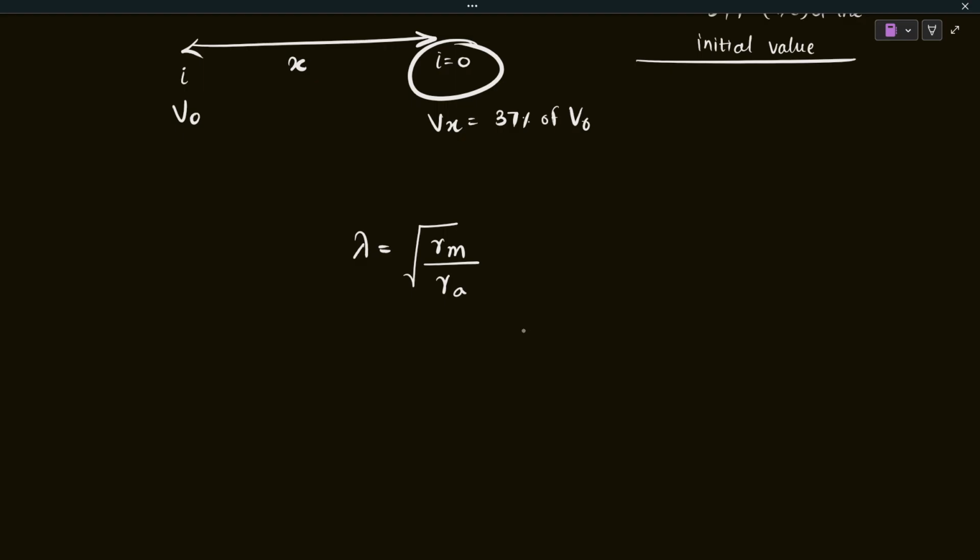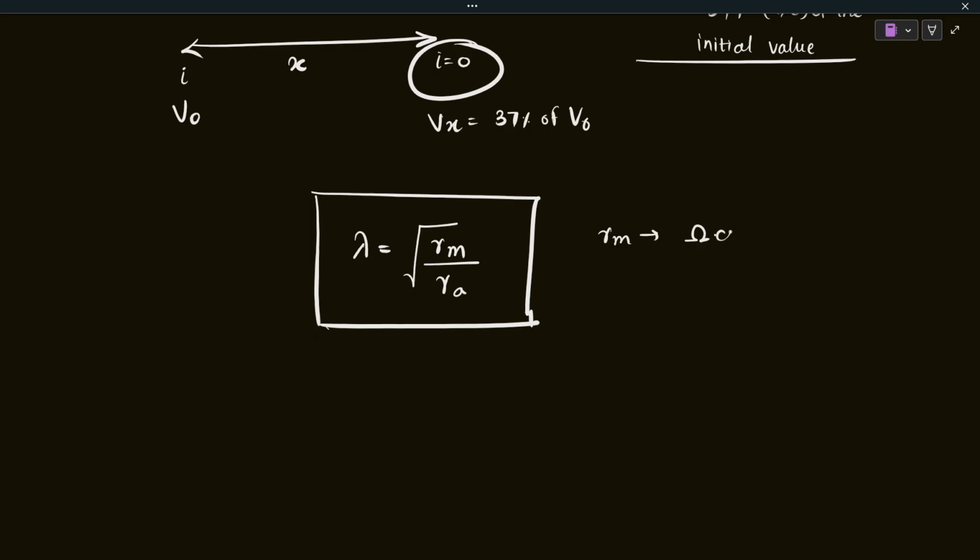The resistance offered by the axon or the neuron is of two types, and that is why the length constant is given by this formula. It is given by the square root of membrane resistance over axial resistance. Here the membrane resistance has unit ohm centimeter, and the axial resistance, oh sorry, my bad, ohm per centimeter. So this is how the length constant tells us about the length at which the membrane potential is going to decrease.